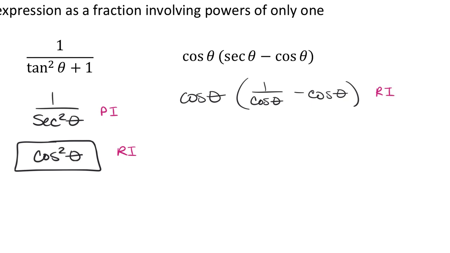Are your spidey senses telling you to do something here? Just in general, I see this and I'm like, well, if I put this up here, cosine over cosine would do what? Cancel out. So let's try it. We're going to actually distribute that back in there. We're not going to factor it out. We're going to multiply. Cosine of theta times 1 over cosine of theta is cosine of theta over cosine of theta. And cosine of theta times cosine of theta is cosine squared of theta. Cosine over cosine, that's 1.